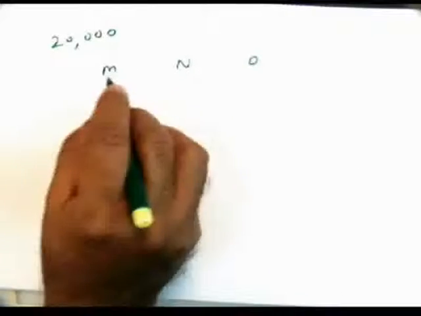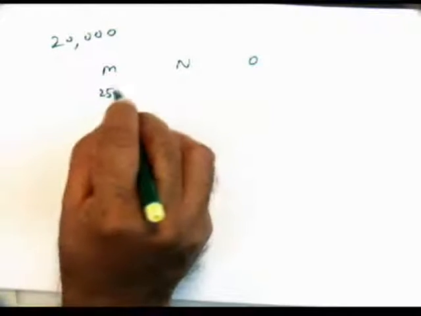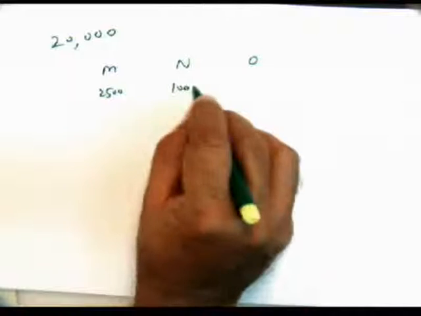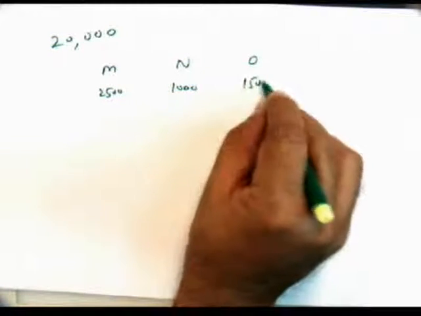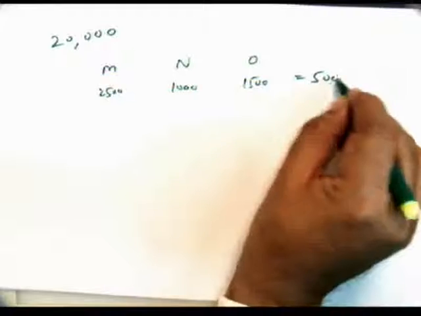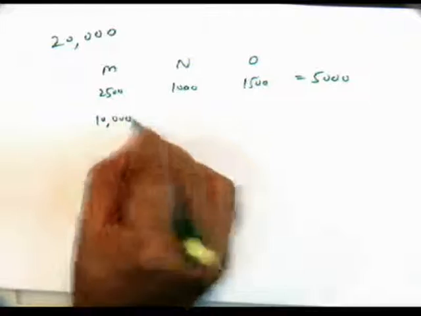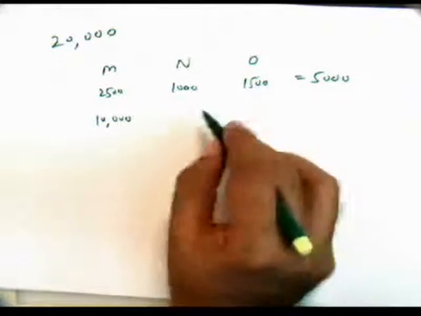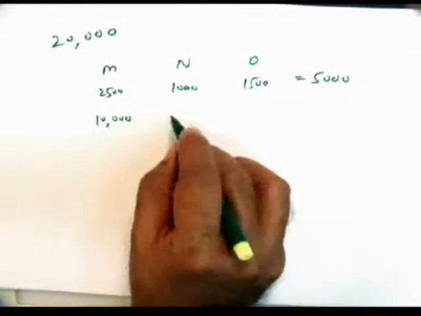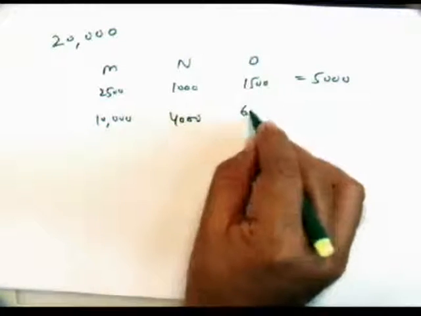So I will write here on the board. Total cost is 20,000. That is to be allocated. M, N and O. The output is 2,500, 1,000 and 1,500. So total weight is 5,000. So this is 50%. So 10,000 will go to M, and the rest of the 10,000 will be divided among these two, 4,000 and 6,000.